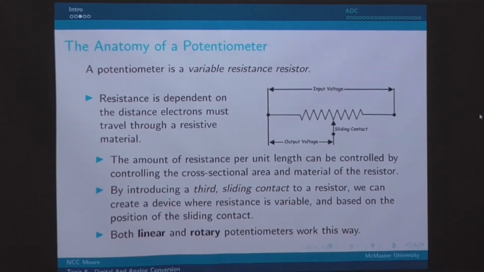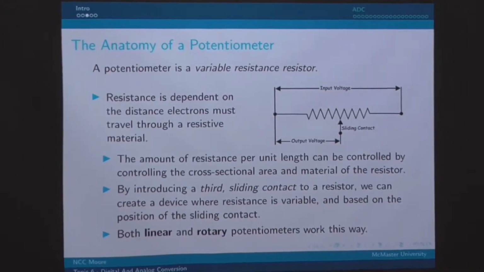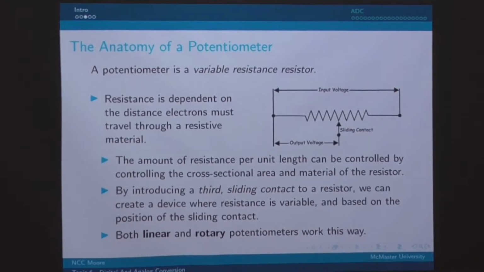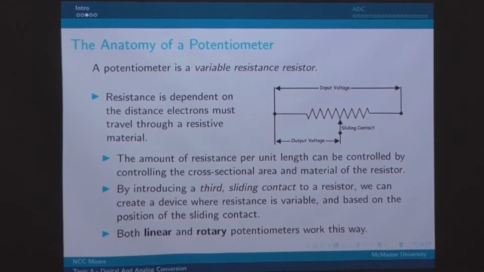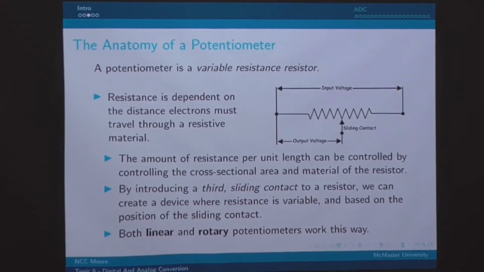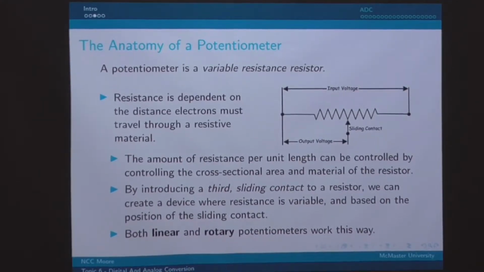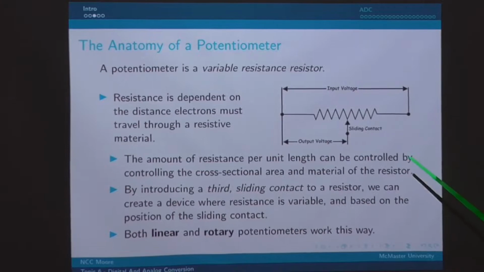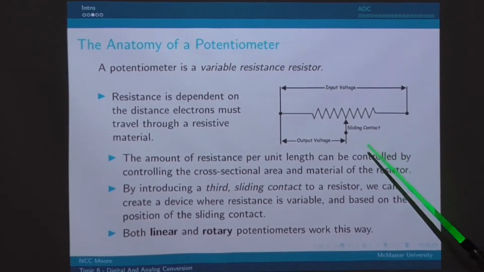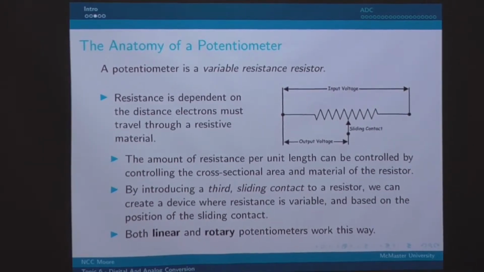So essentially, it's a voltage divider, like voltage dividers, right? It's like a voltage divider, but the position of the wiper on the resistive material determines how much resistance is in the upper resistor and how much is in the lower resistor. Thus, the level of voltage on the sliding contact is proportional to the position of this slider across the resistor. Make sense?